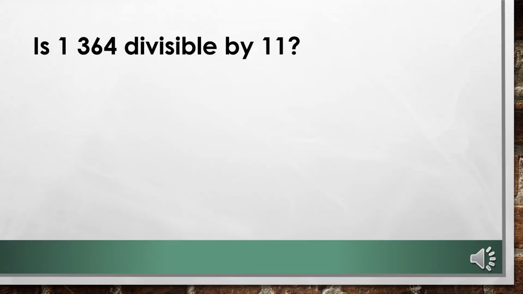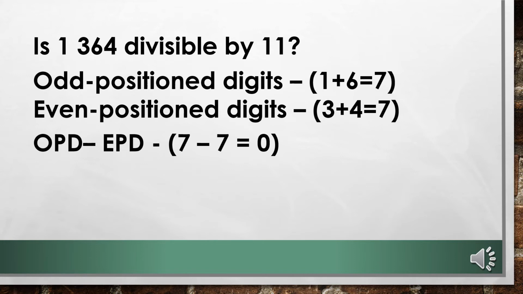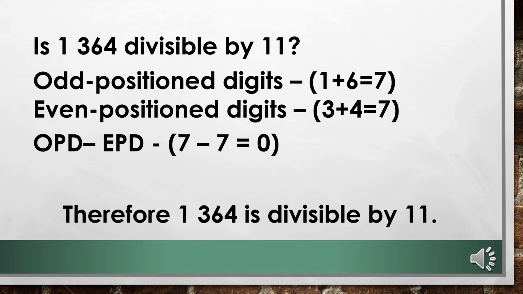Is 1,364 divisible by 11? Let's find out. The first thing you have to do is to get the sum of the odd position digits and the sum of the even position digits. In this example, 1 and 6 are the OPD and 3 and 4 are the EPD. After getting the sum of the OPD and EPD, proceed to the next step, which is subtraction. According to the rule, if the difference of the OPD and EPD is 0 or divisible by 11, the number is divisible by 11. Since the difference of the OPD and EPD in this example is 0, the number is divisible by 11.